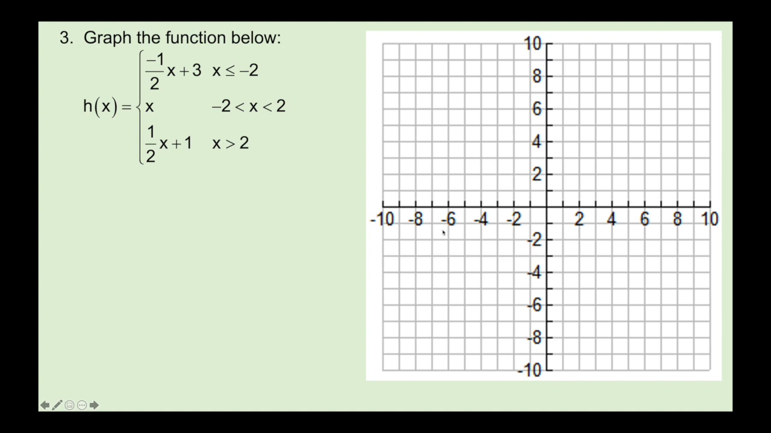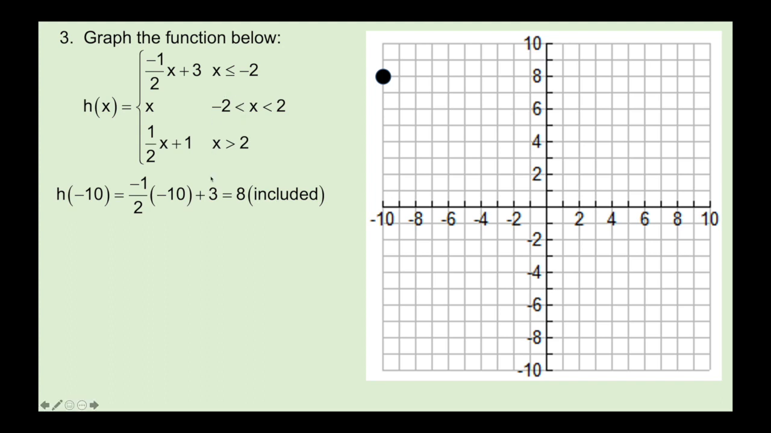So now as I start plugging things in, this top function is going to go from negative 10 up to negative 2. So when I plug in h of negative 10, negative 1/2 times negative 10, that's going to give me positive 5. 5 plus 3 is going to be 8, and that's going to be included. So I can make a closed circle at (-10, 8).